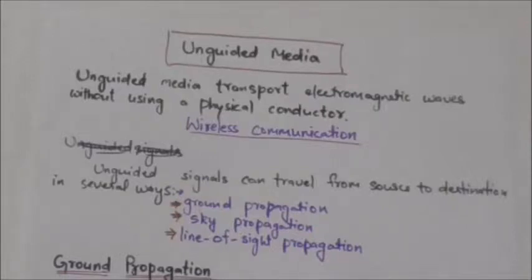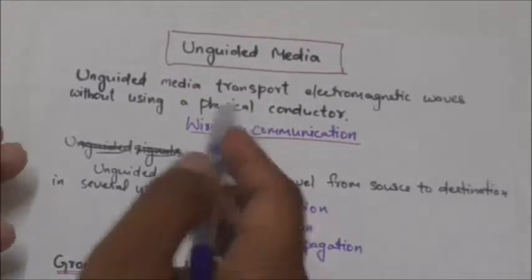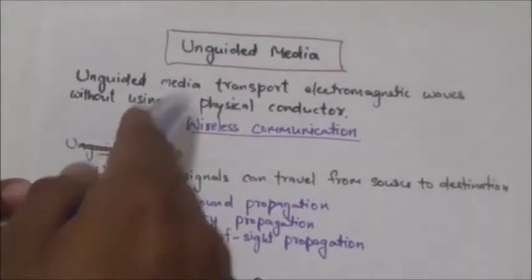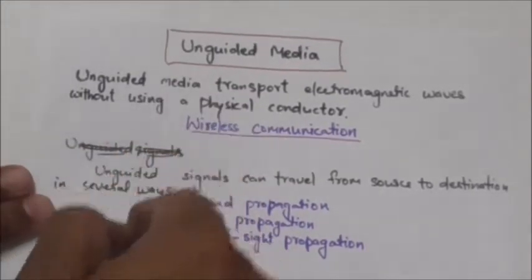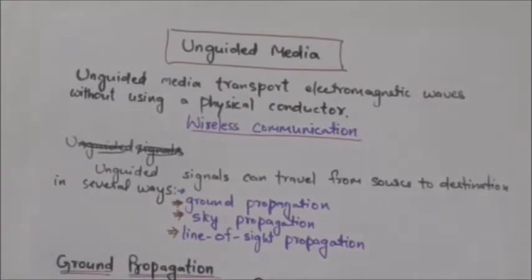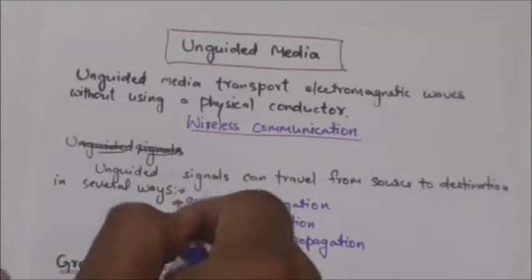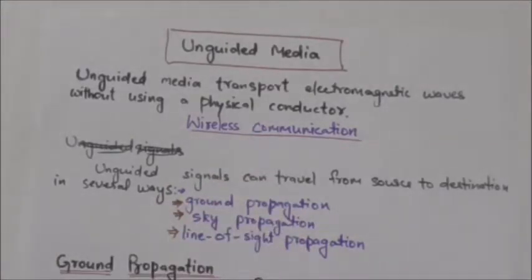Hello friends, welcome back. In this tutorial, we will study about unguided media. Unguided media transport electromagnetic waves without using a physical conductor, and this type of communication is often referred to as wireless communication. In this case, what happens? Signals are normally broadcast through free space and they are available to anyone who has a device capable of receiving them.